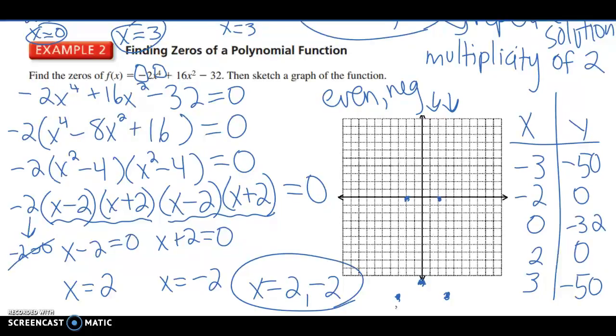And then we're going to sketch our curve and make it like an upside down W or like an M. And that's how we sketch our graph.